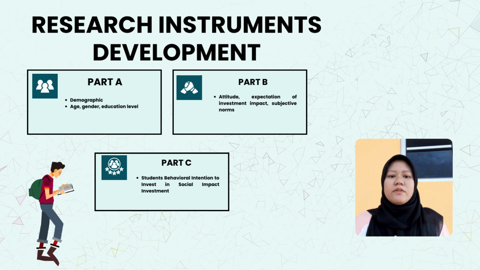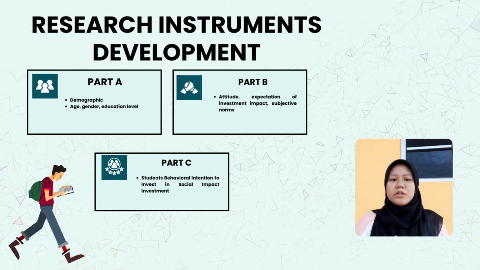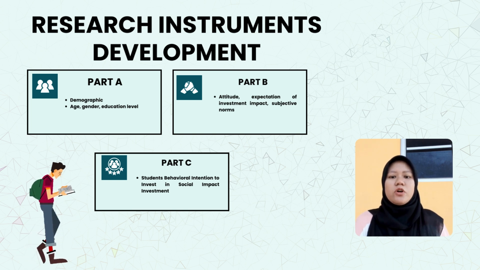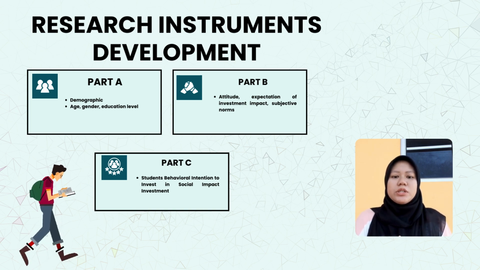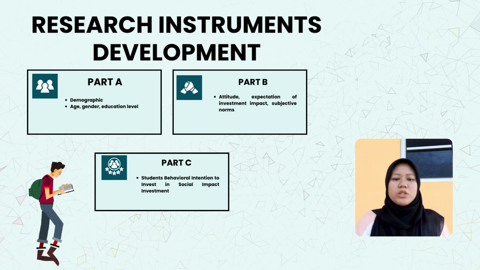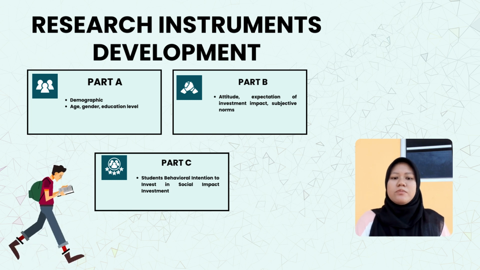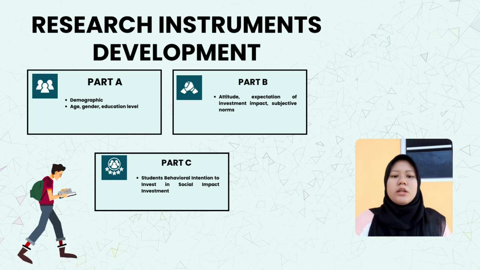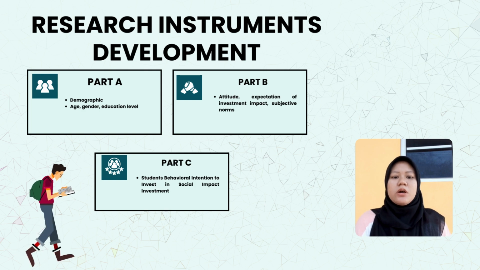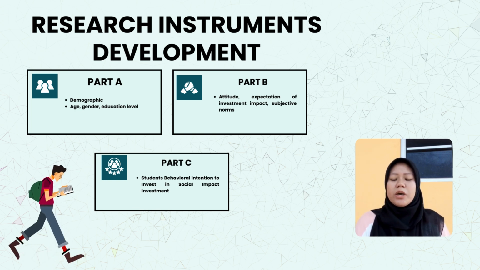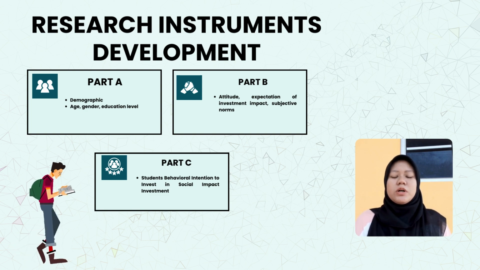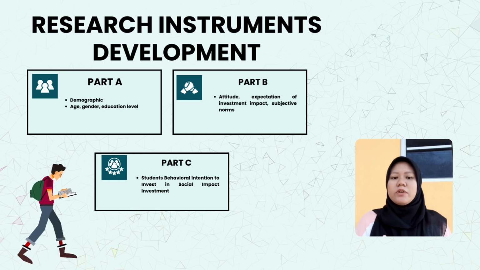Part B evaluates the IV or independent variables associated with challenges, using a 4-point scale to measure respondents' agreement or disagreement. In Part B, the questions are aligned with our conceptual framework, which has 4 questions about the attitude concept. For example, information on social impact investment is sufficient and easy to understand. There are also 4 questions about expectation of investment impact. For example, I am confident in my ability to engage in social impact investing. Lastly, 4 questions about subjective norms. For example, friends and family think that I should invest in social impact investment.